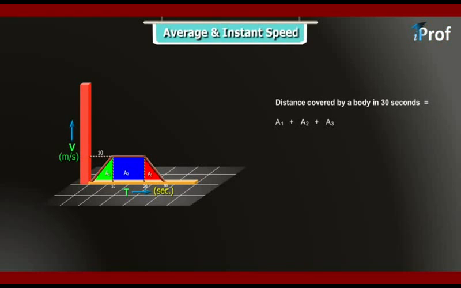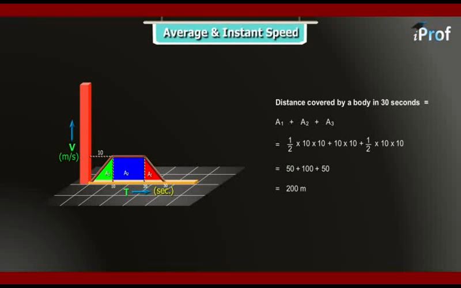This is equal to half into 10 into 10 plus 10 into 10, because this is 20 minus 10, that is 10, plus half into 10 into 10. So this is 50 plus 100 plus 50. So what is the distance covered by the body in 30 seconds? This is 200 meters. So this is the way we can calculate the distance covered by a body when a speed time graph is given in the problem.